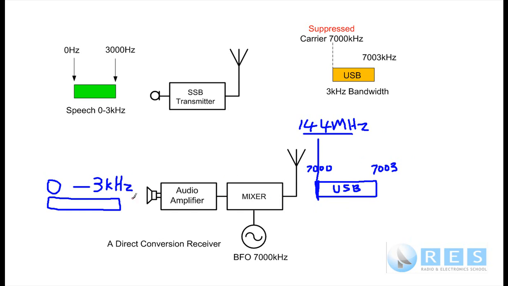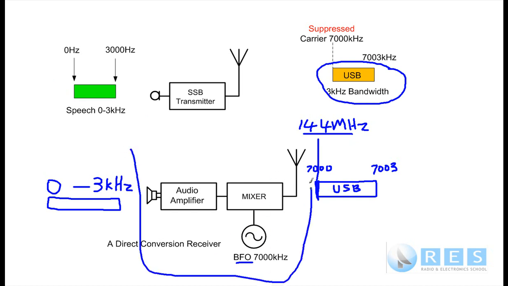In this receiver, we're simply taking our radio frequency sideband, which is still 3 kilohertz wide, same as the audio, and we're putting the carrier back in on 7,000 kilohertz. That carrier coming from the BFO, which is in the receiver, will convert the upper sideband in one step back to audio, and we can listen to it. It works okay, but it's not the most sensitive or selective receiver.